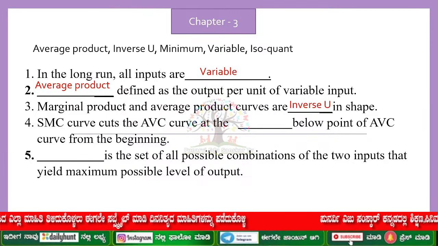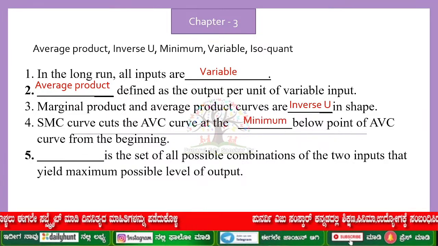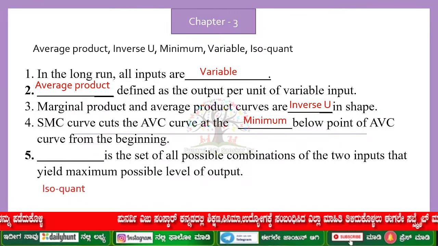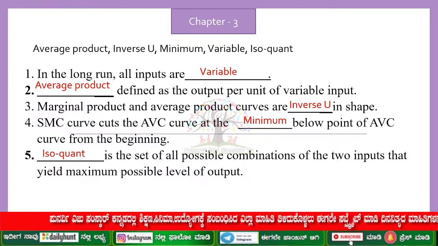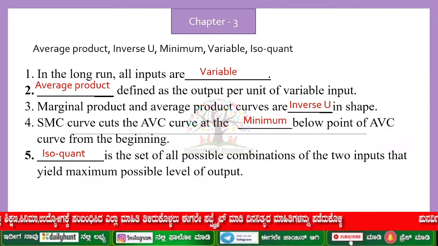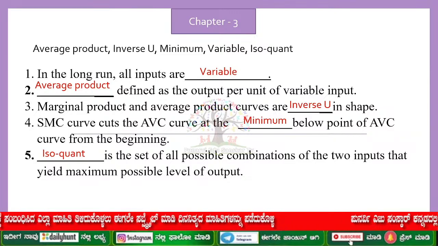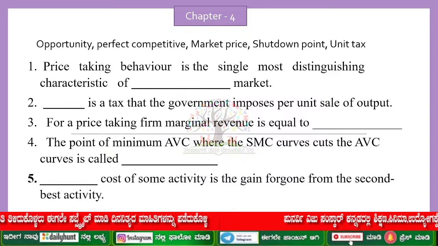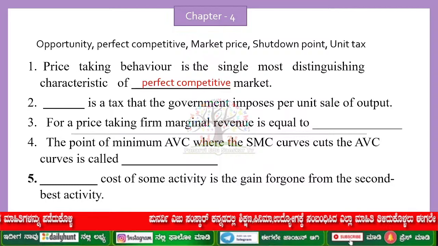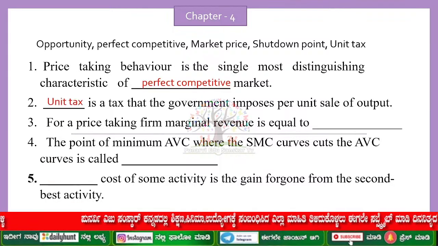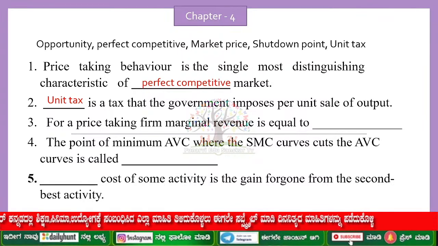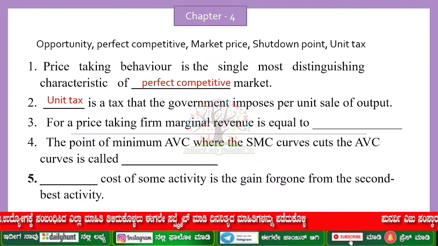SMC curve cuts AVC curve at the minimum, below the point of the AVC curve from the beginning. Blank is the set of all possible combinations of two inputs that yield the maximum level of output, that is, isoquants. Price-taking behavior is the single most distinguishing characteristic of a perfectly competitive market. Unit tax is a tax that the government imposes per unit sale of output.